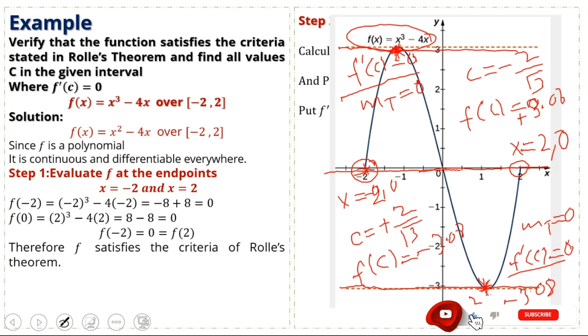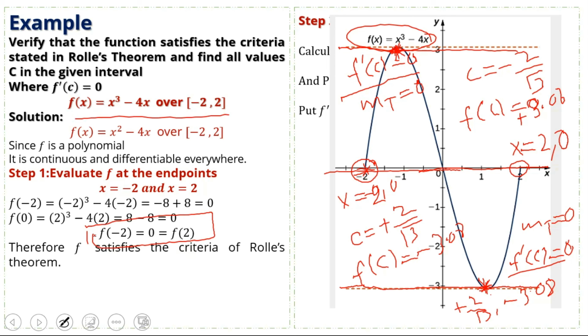So this is Rolle's theorem and an example related to it. When the given function is continuous over the closed interval and differentiable over the open interval, and the value of the function at the endpoints of the interval is the same, it means there exists an interior point c belonging to the open interval at which the derivative of this function will be equal to 0.